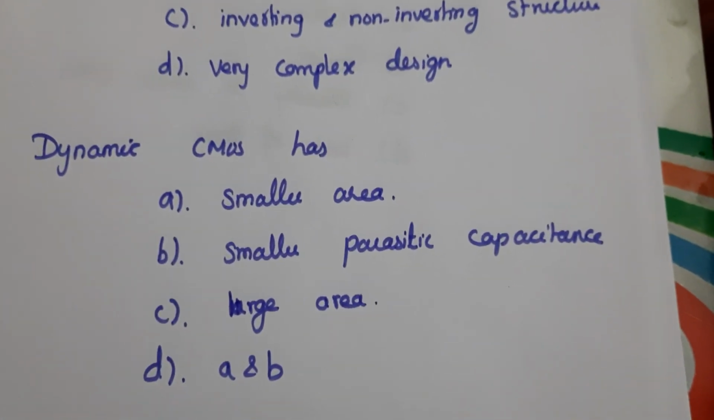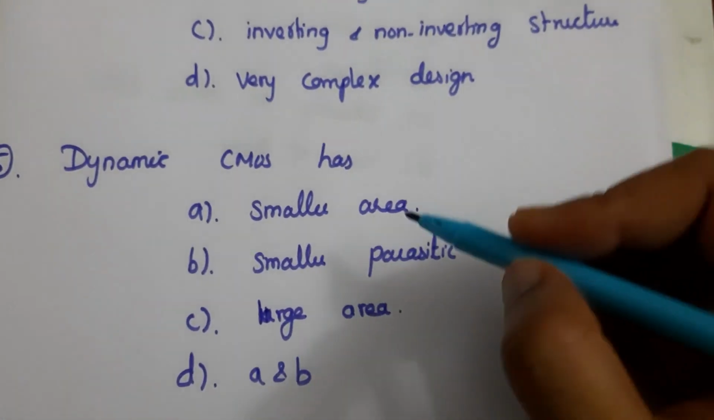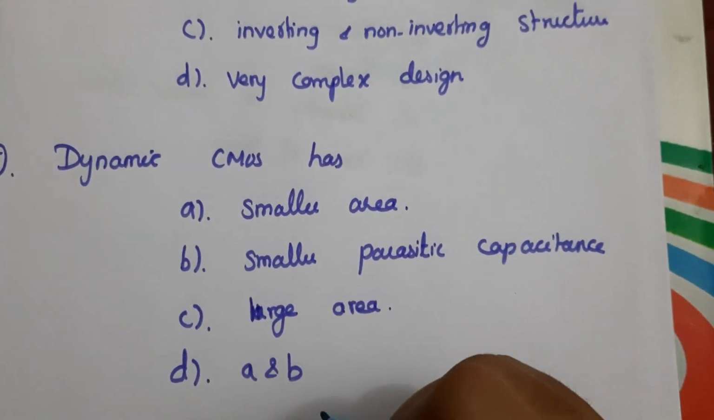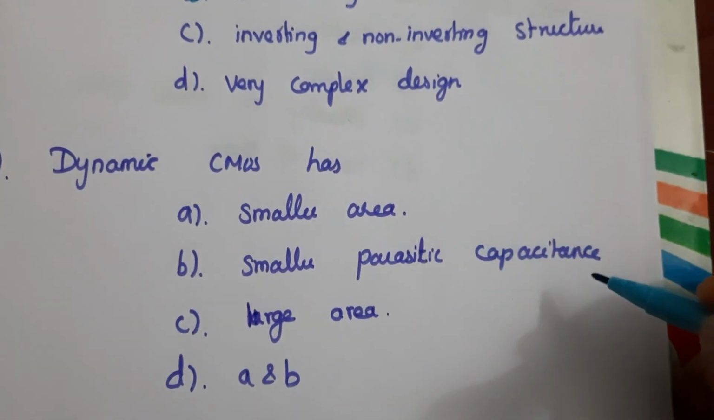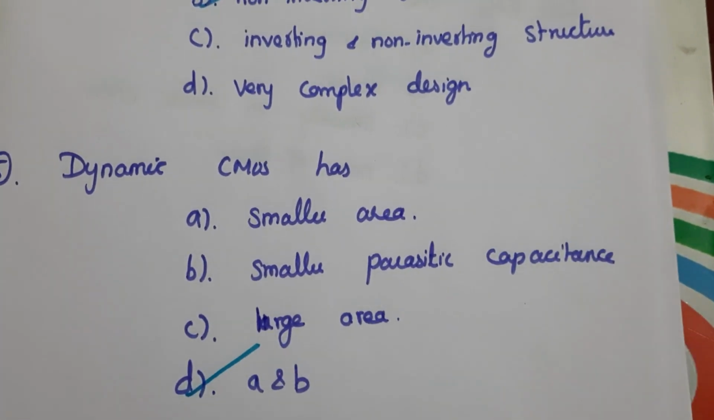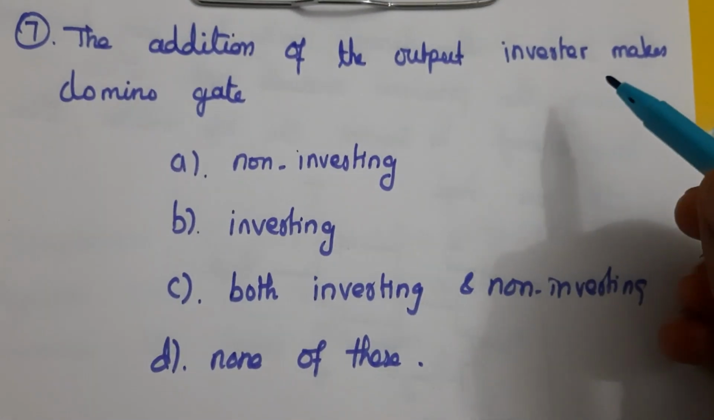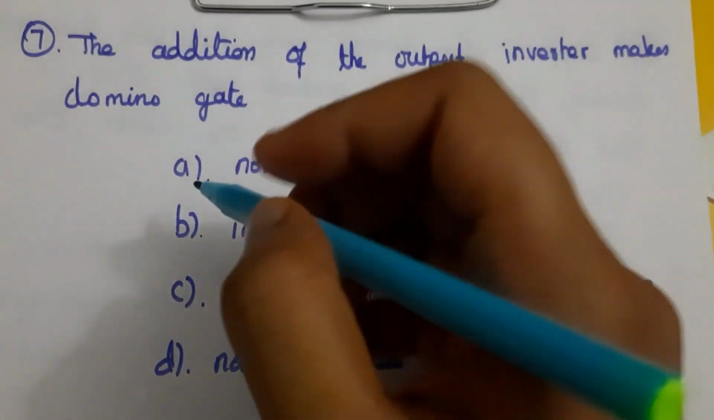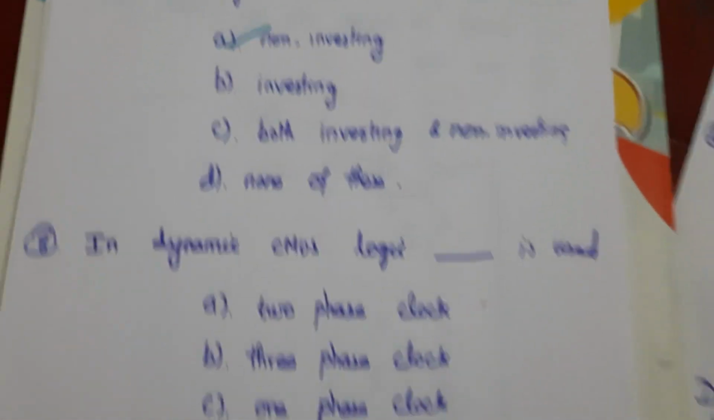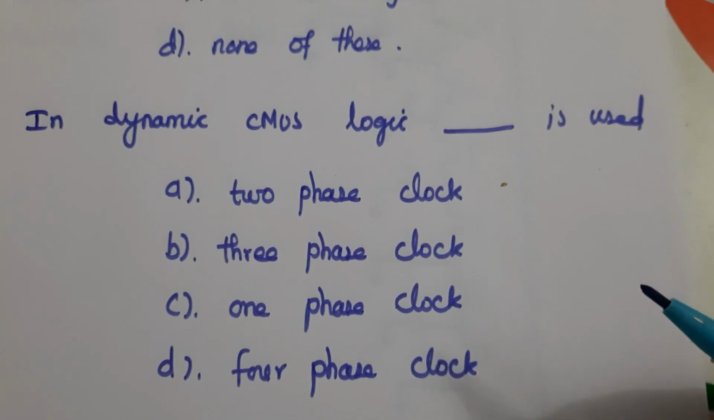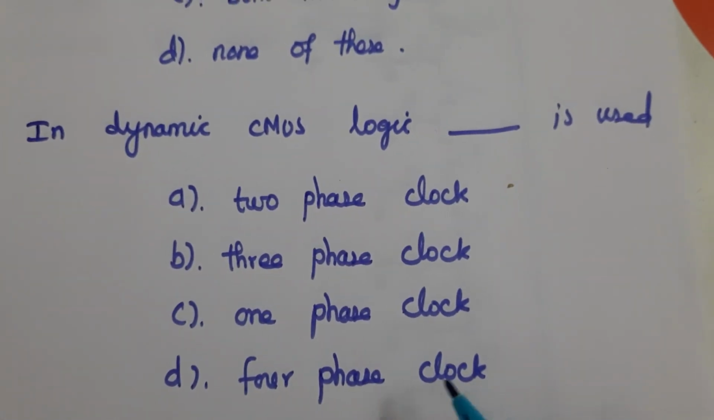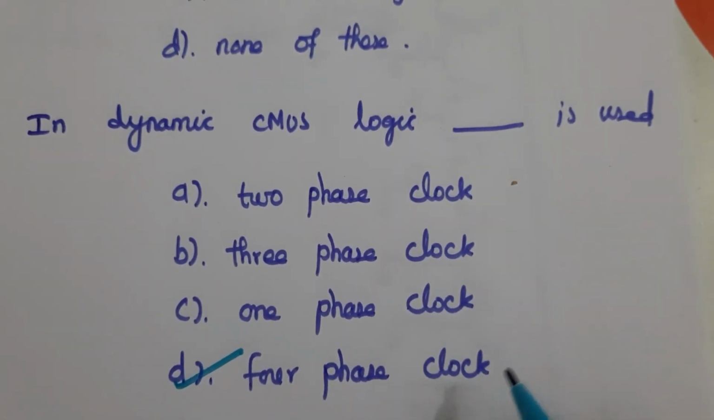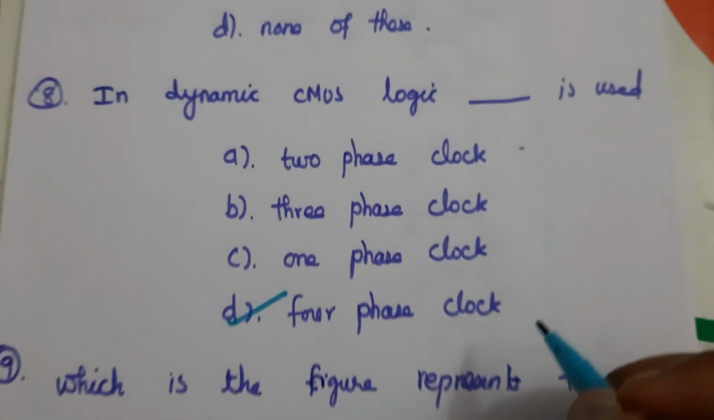Next question: dynamic CMOS has smaller area, smaller parasitic capacitance, larger area, and A and B. So it has small area and capacitance. So here the answer is D. Next question: the addition of the output inverter makes the domino gate non-inverting. So here the answer is A. Next question: in dynamic CMOS logic, a 4-phase clock is used. Commonly in dynamic CMOS logic, a 4-phase clock is used. So here the answer is D.